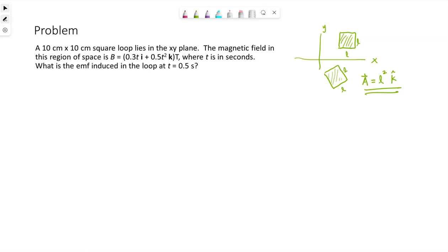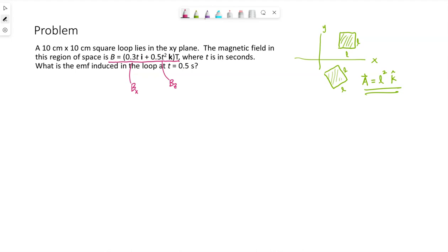Okay, so they're telling us that there is a magnetic field in this region of space. This magnetic field has an x component, that's the i hat term. So it has an x component and it has a z component. Both of these components are changing with time. So the value of the magnetic field is getting bigger and bigger as time goes on.